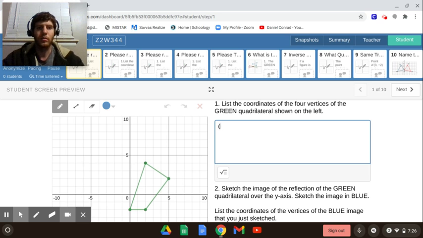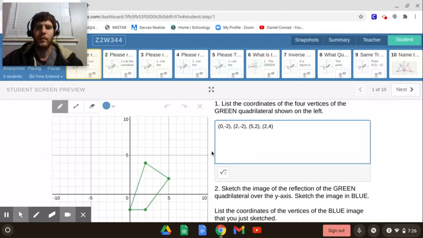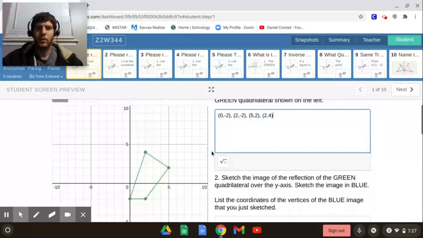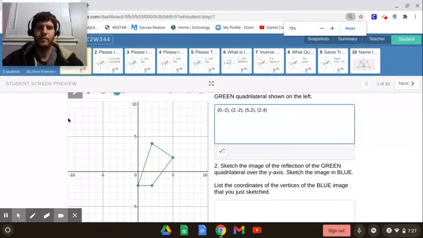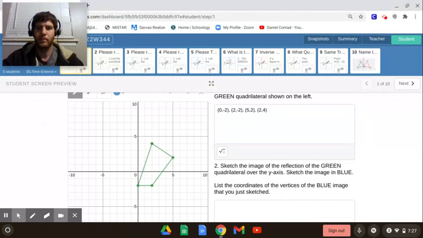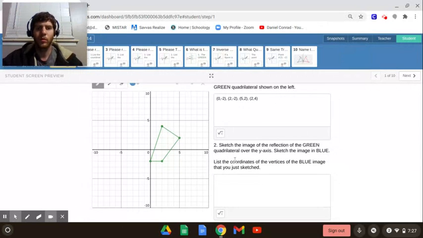Right, so the points of our green quadrilateral here are going to be 0, -2. Okay, we have 2, -2. We have 5, 2. And then we have 2, 4. Okay, those are our 4 points there. Let's see if we can zoom out a little too, maybe, if it will let us. Okay, so we have 0, -2, 2, -2, 5, 2, and 2, 4.